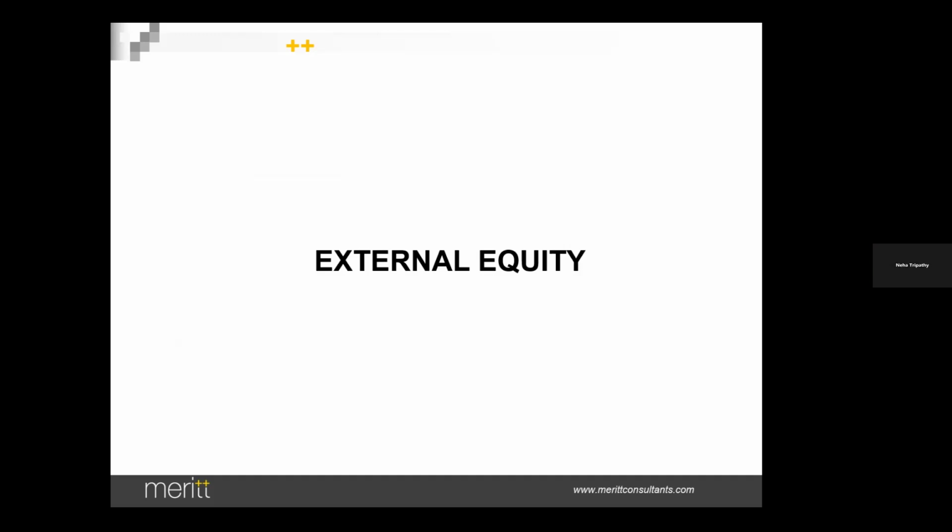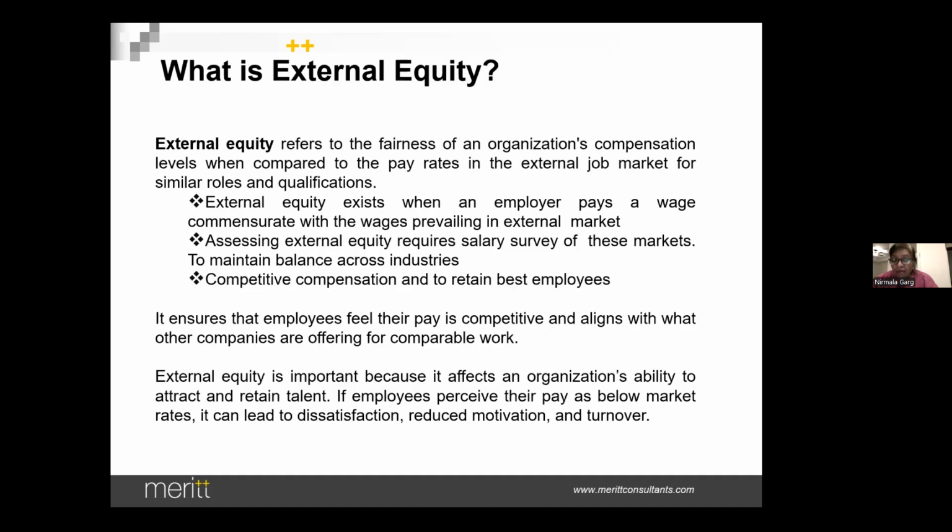Vis-a-vis market, my job, survey my data, absolutely. So how do we do that? We actually look at what the peer companies or jobs similar to my jobs in the organization are paying. So when we talk about external equity, it's all about comparing myself with the market.